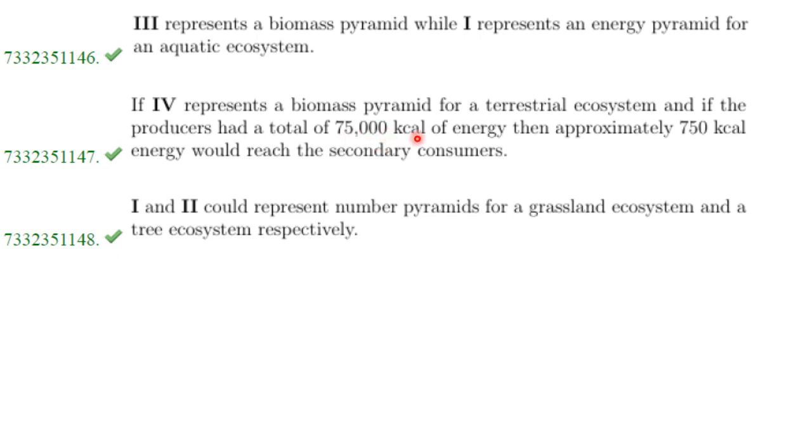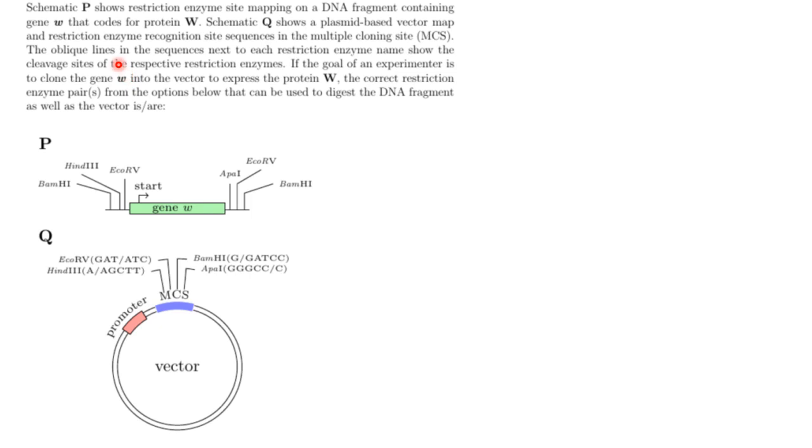So from 75,000 kilocalories, that is producers, 10% of it will be passed to the herbivores. That is 75,000 into 10 by 100, you will get around 7,500. Now, out of 7,500, the amount of energy that reaches the secondary consumers will be 7,500 into 10 by 100, that will be 750. That is for secondary consumers. So that is correct. First and second could represent number pyramids for a grassland ecosystem, a tree ecosystem. That is also correct. Then next one.